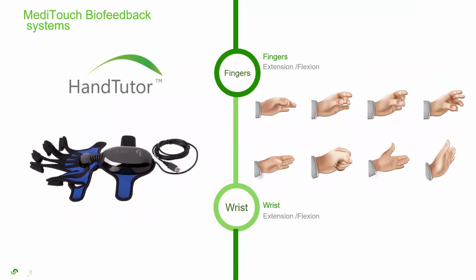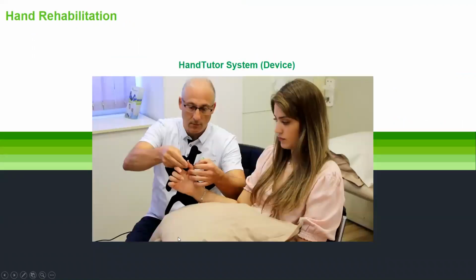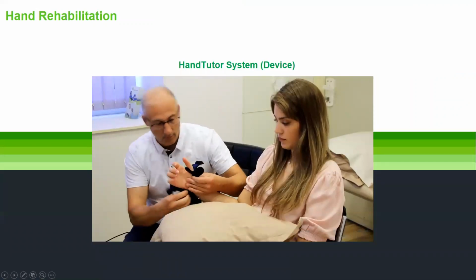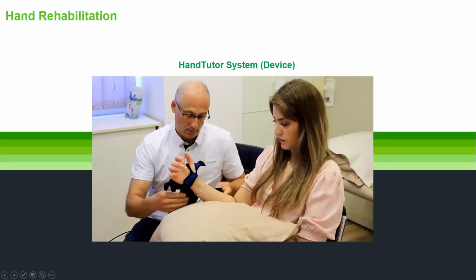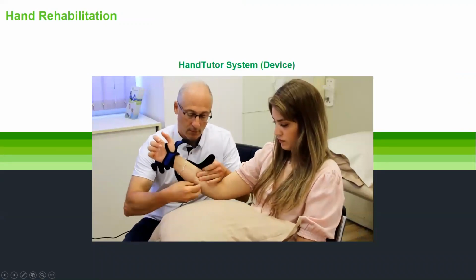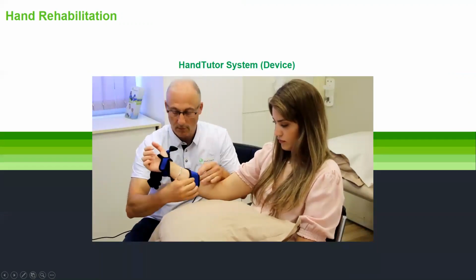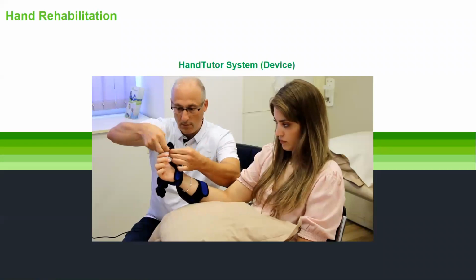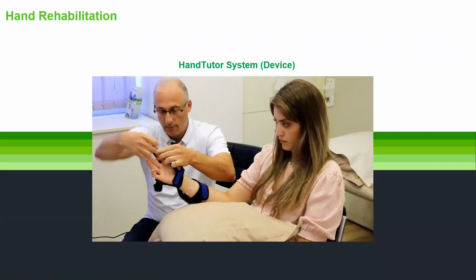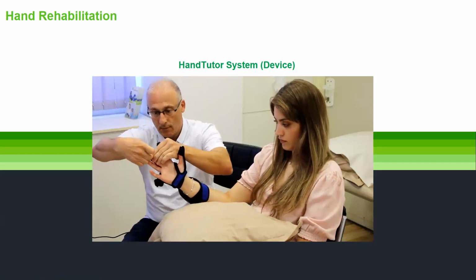The first one is the hand tutor, an ergonomic glove that has 6 sensors, 5 sensors for each finger and 1 sensor for the wrist joint, that enables the isolated movement of each finger or wrist joint, or a combination of them together. Here we can see a video of how it looks. The hand tutor is an ergonomic device which is very quick to put on, even if the patient has deficits in their range of motion. This is achieved because the hand tutor is put on to the patient's fingers rather than the fingers being placed into the glove.